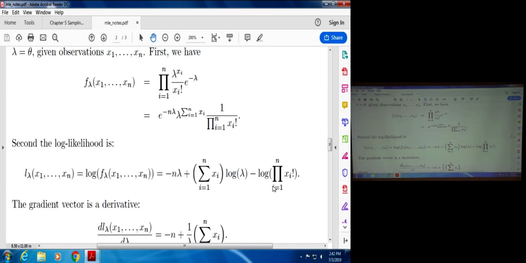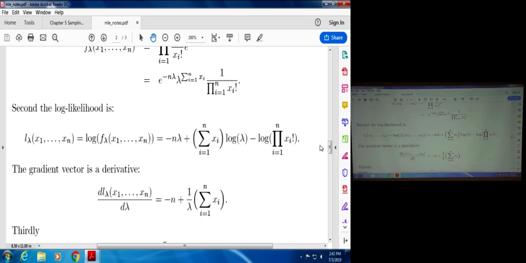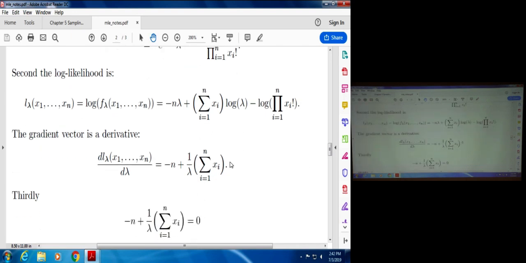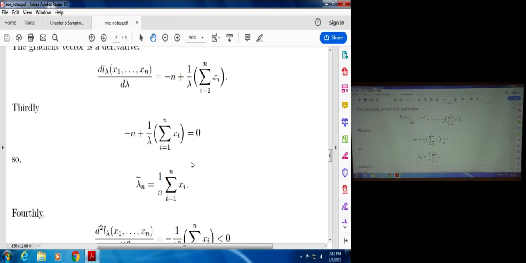We now need to optimize this with respect to lambda, so we're going to differentiate this function with respect to lambda, and then we're going to solve. The gradient vector, as I said, is just a derivative, so I'm just differentiating this function with respect to lambda. The derivative of this with respect to lambda is minus n. The derivative of this with respect to lambda is the sum of the x_i's over lambda, and this last one is a constant in lambda, so its derivative is 0. So what do I want to do now? I want to solve the equation that this right-hand side is equal to 0, if there exists a root, which gives the maximum likelihood estimator.